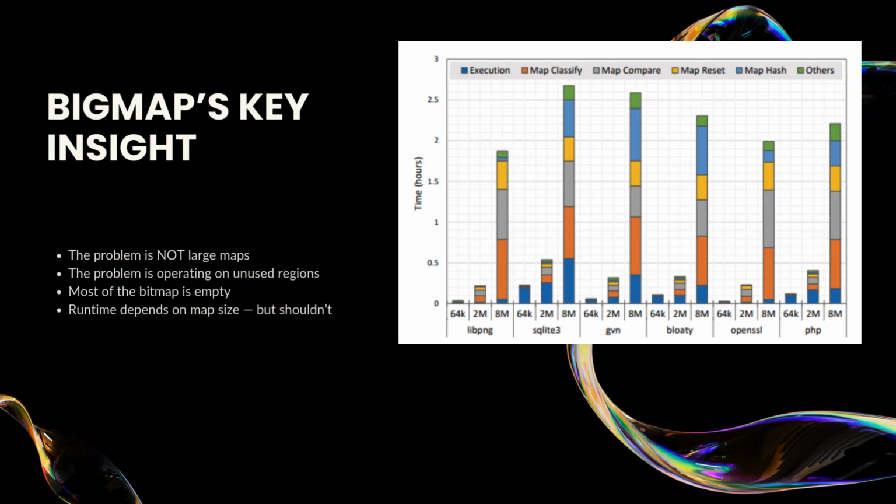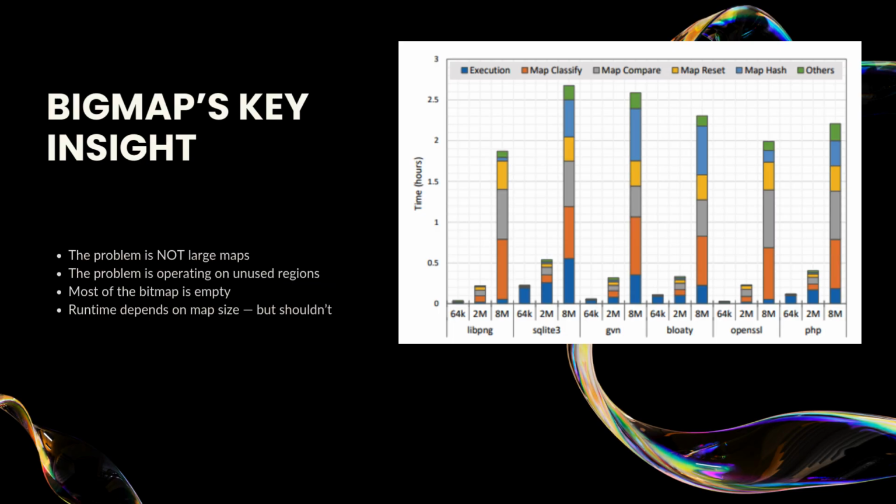However, AFL's reset, classify, and compare operations always iterate over the full map size, so the runtime of these operations depends on the total bitmap size, not on how much of the bitmap is actually being used. This is completely inefficient. Ideally, the cost of bitmap operations should depend on the number of discovered edges, not on the maximum possible map size.